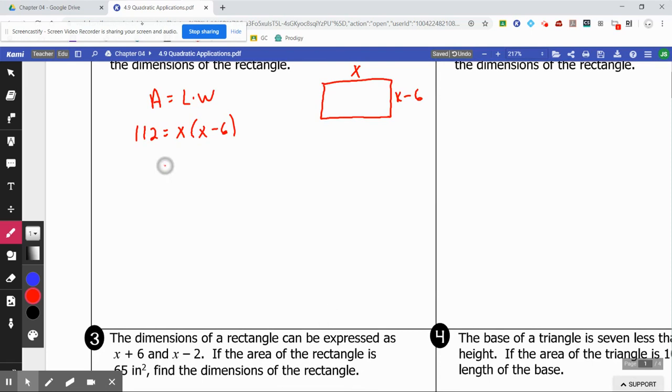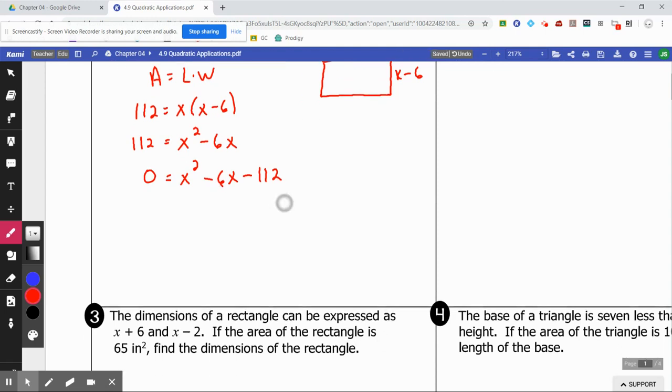Let's distribute to get rid of the parentheses. That'll be x squared minus 6x is equal to 112. Let's move everything to one side. X squared minus 6x minus 112 is equal to 0. Then you have all your different options for how we are going to solve this. Are we going to factor it, which is always the best method if we know how to factor? Are we going to use completing the square, which is a good option here because you have the 1 and the even number? If not, are we going to use our quadratic formula?